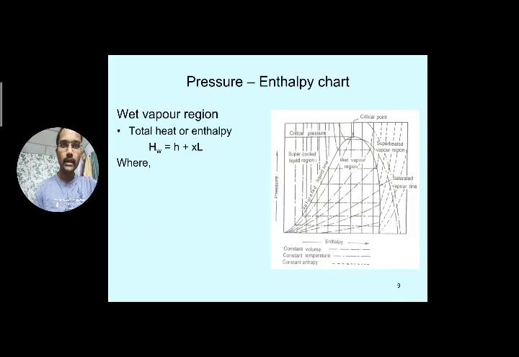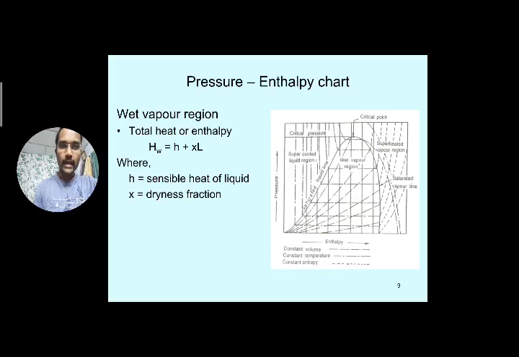Here you see how the total heat in the subcooled region is represented as h, whereas the total heat or enthalpy in the wet vapor region is represented with hw, which is equal to h, the sensible heat carried by the liquid, plus x into L. So we will see those terms. Small h is the sensible heat of the liquid. Some of the liquid content is present in the wet vapor region.